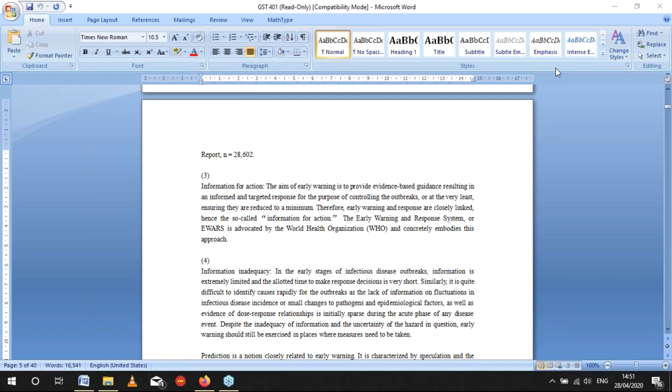So another term used in documentation applied in describing infectious disease warning, which is number 3, is prediction. Prediction is a notion closely related to early warning.